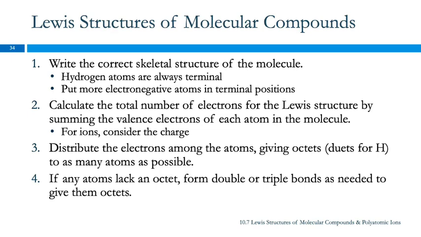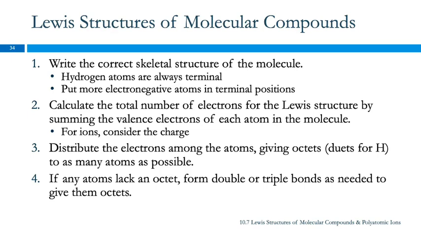Why is that? How many electrons does hydrogen have? 1. When it shares 1 electron, it gets its duet and it's done. So it only forms 1 bond, ever. Okay, so it can't be in the middle, it has to be on the edge.